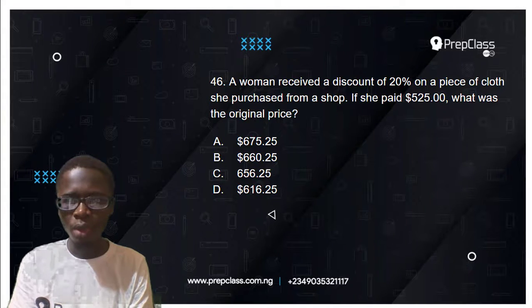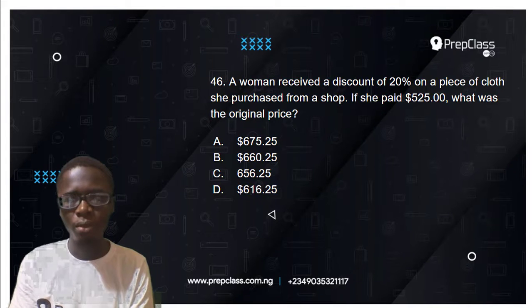So a shop owner possibly was selling a particular cloth for a certain amount, but then he, or she, decided to give a discount. Now, if someone pays $525 for the same article, what do you think was the original cost of the article?